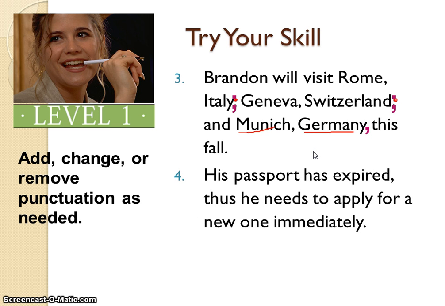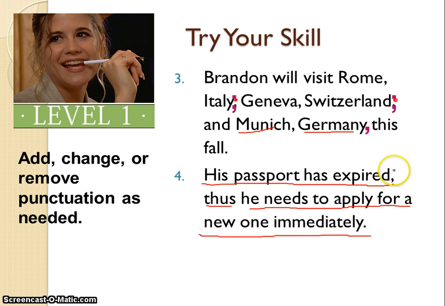His passport has expired, thus he needs to apply for a new one immediately. Well, since we have this "thus" here, and we have "his passport has expired," which is an independent clause, he needs to apply for a new one immediately as an independent clause. I believe we're going to need a semicolon here, but we don't need a comma after this.